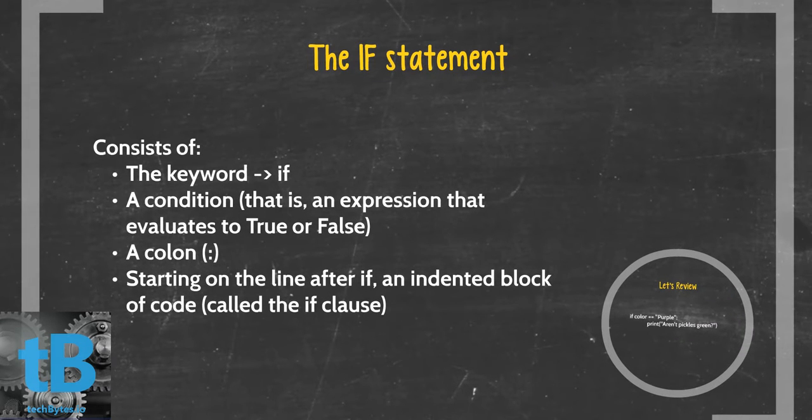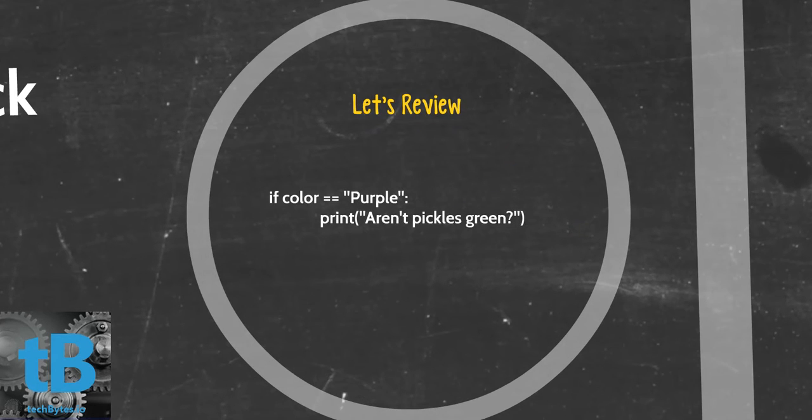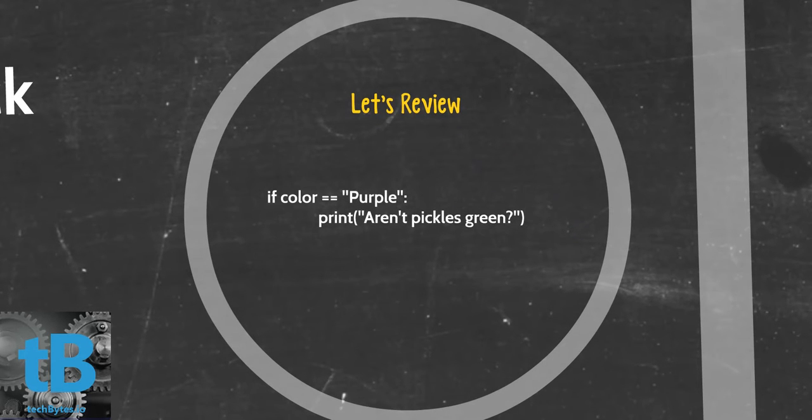The if statement consists of the keyword if. It's followed up with your condition that evaluates to either true or false, and after that is the indented block of code that we call the if clause. If color equals purple, print aren't pickles green.